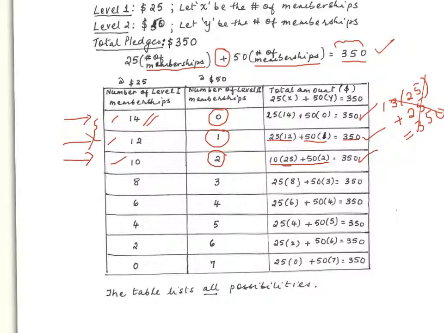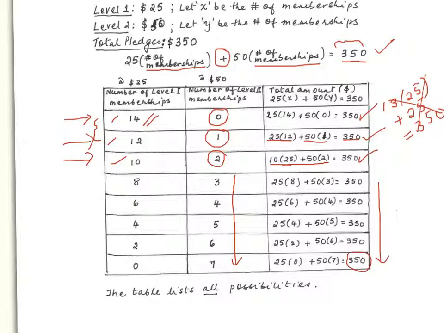And the pattern continues. Notice that the level 1 memberships reduce by 2 as we go down the rows, and as we go down the third column, you'll notice that the level 2 memberships increase by 1. And each time when we look at the last column, the total amount of money collected in pledges from both level 1 and level 2 memberships comes up to $350, and that's what we need.